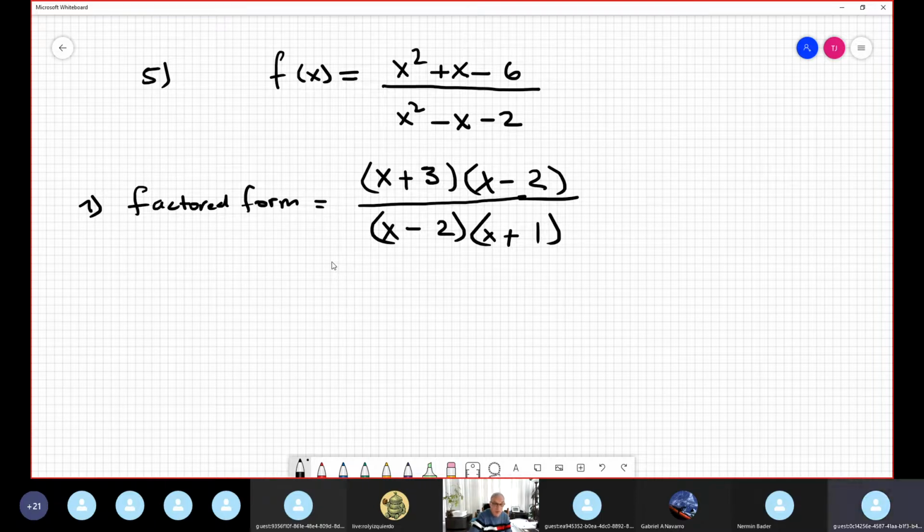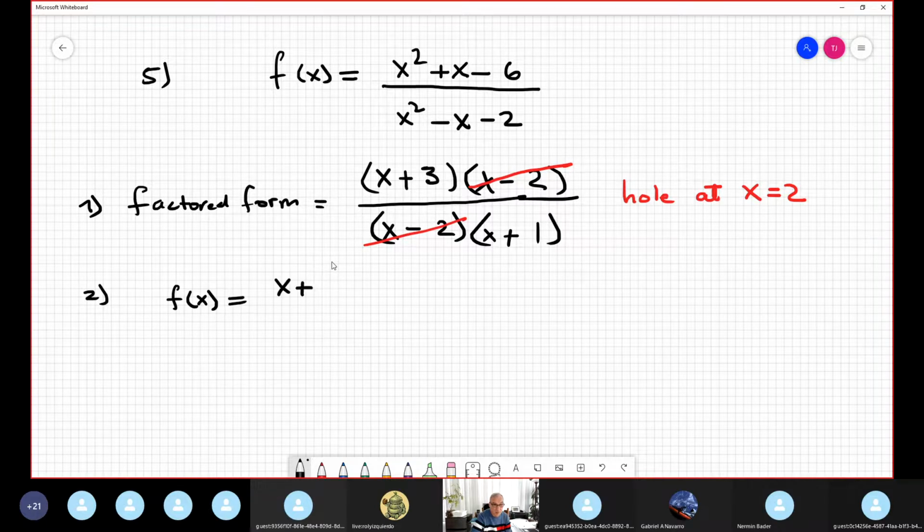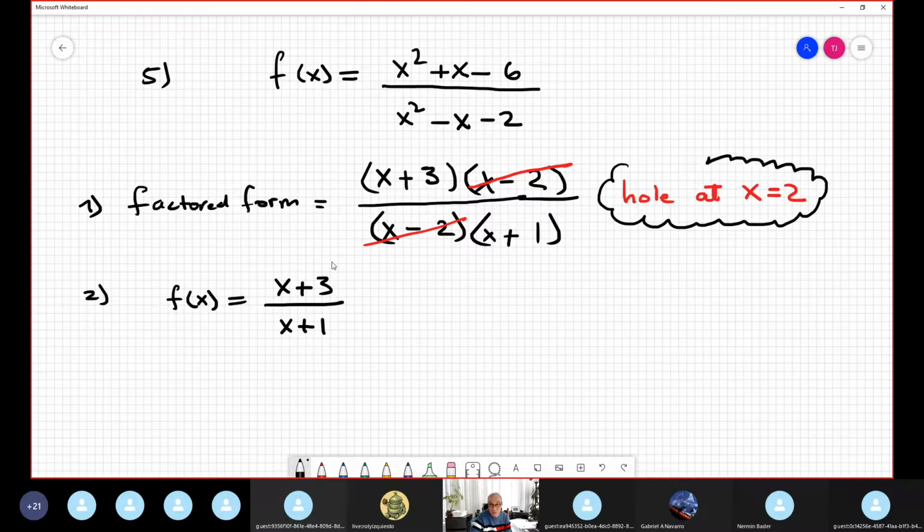Yes. In this case, we have a hole because you can see the factor x minus 2 is cancelled. So we have a hole at x equals 2. Then you continue working in the next step using not the original but the new one, the factored one, x plus 3 over x plus 1, because it's easier than the original. But under the understanding that this idea exists, that we have a hole at 2. Okay?